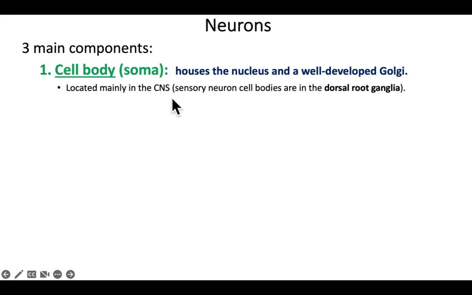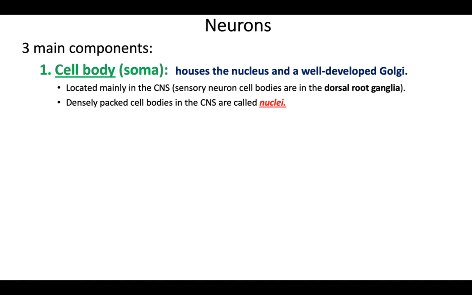They are mainly going to be located in the CNS, unless you're a sensory neuron. They tend to be found outside of the CNS in what's called the dorsal root ganglia. Now, this is not going to make sense until we get to the spinal cord. So we'll learn more about what this dorsal root ganglia is in the spinal cord chapter.